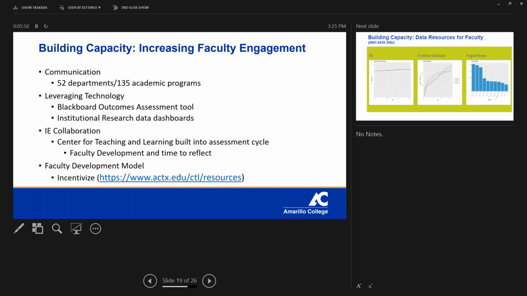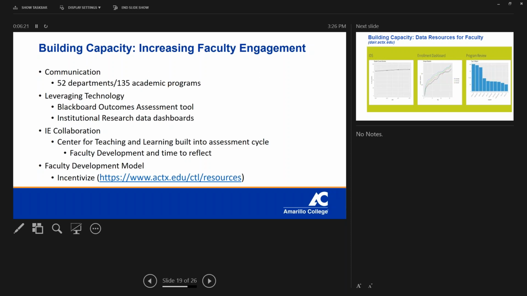Leveraging technology is another important pillar of our assessment process. So we use this Blackboard tool, and we also use these institutional research data dashboards, which I'll show you. So we collaborate with institutional research, and being able to have all sorts of institutional data at the fingertips of everyone. We also collaborate with the Center for Teaching and Learning, as I talked about earlier briefly. So we build them into the assessment cycle.